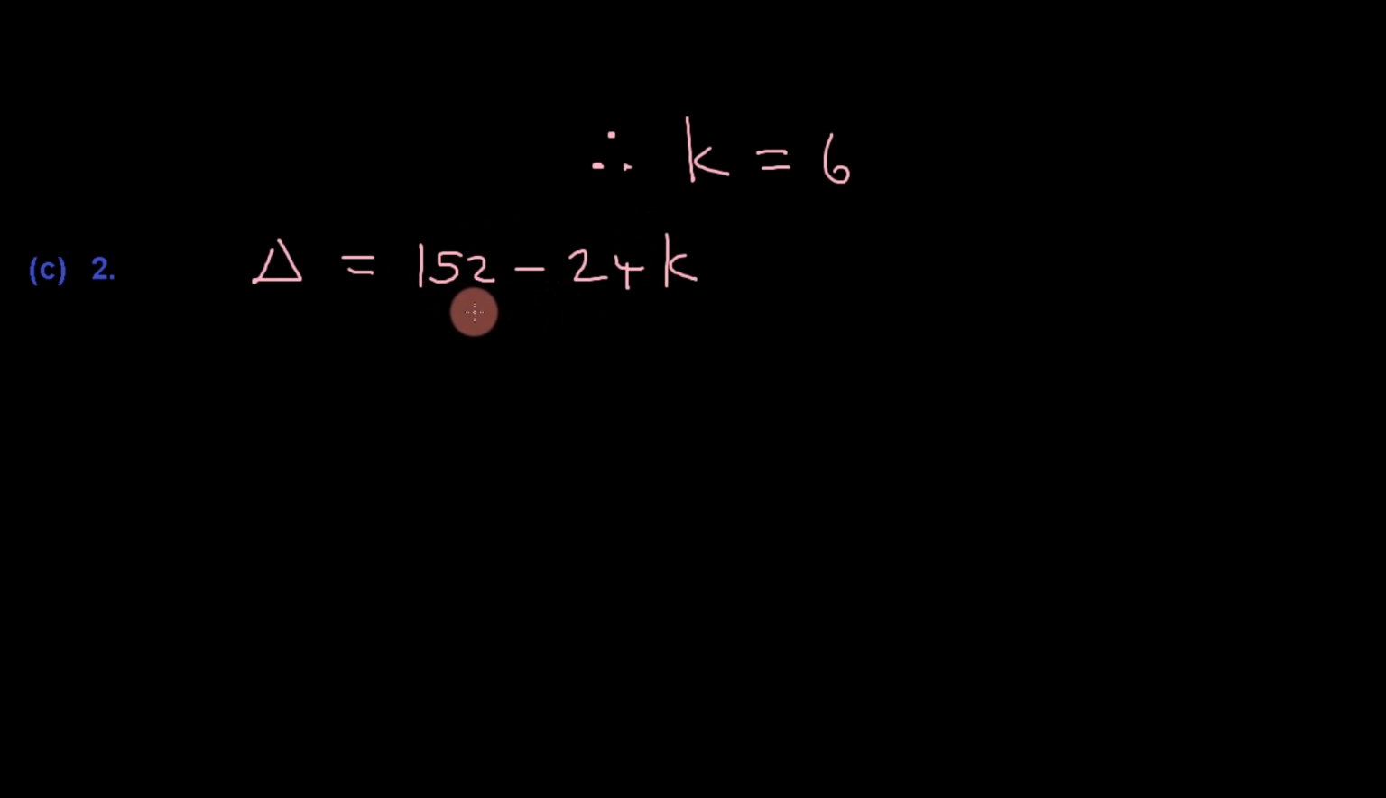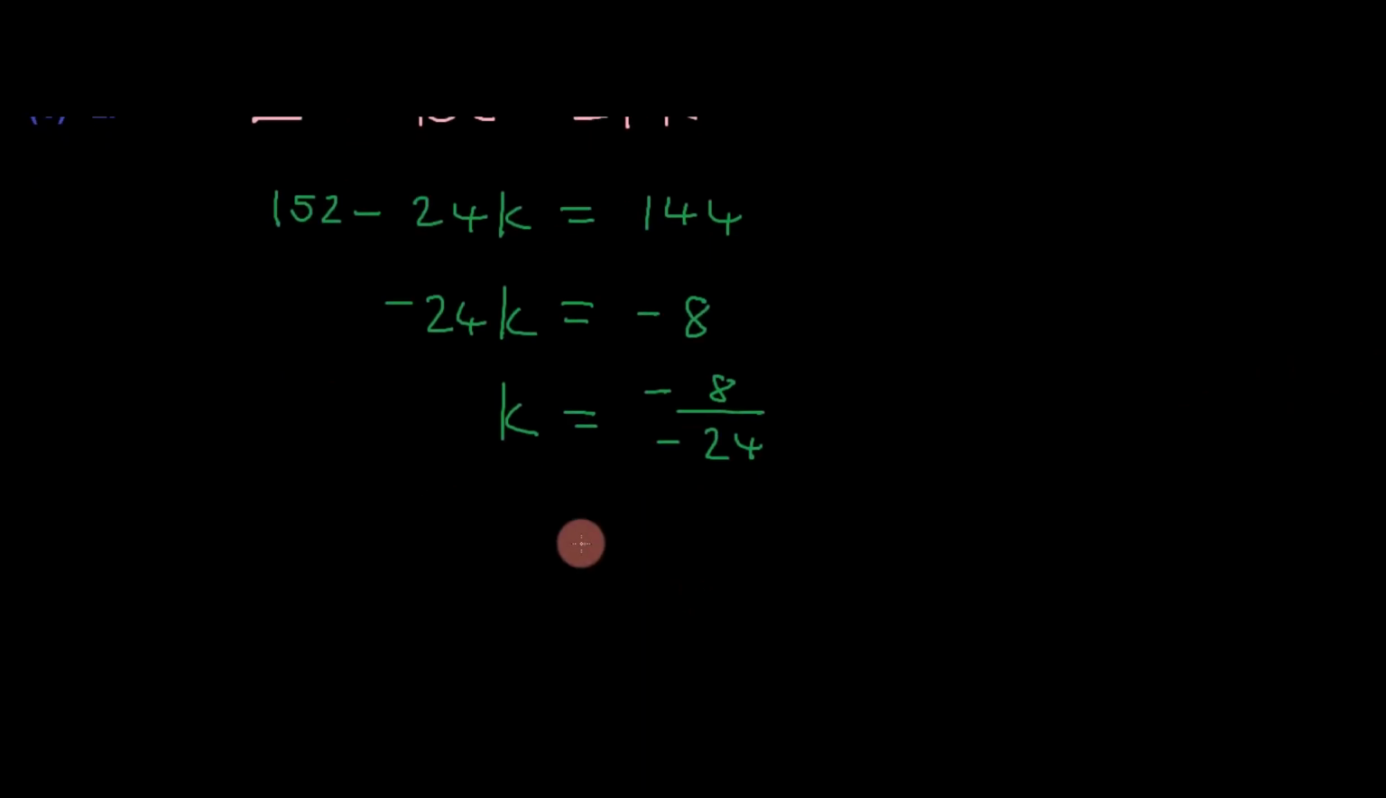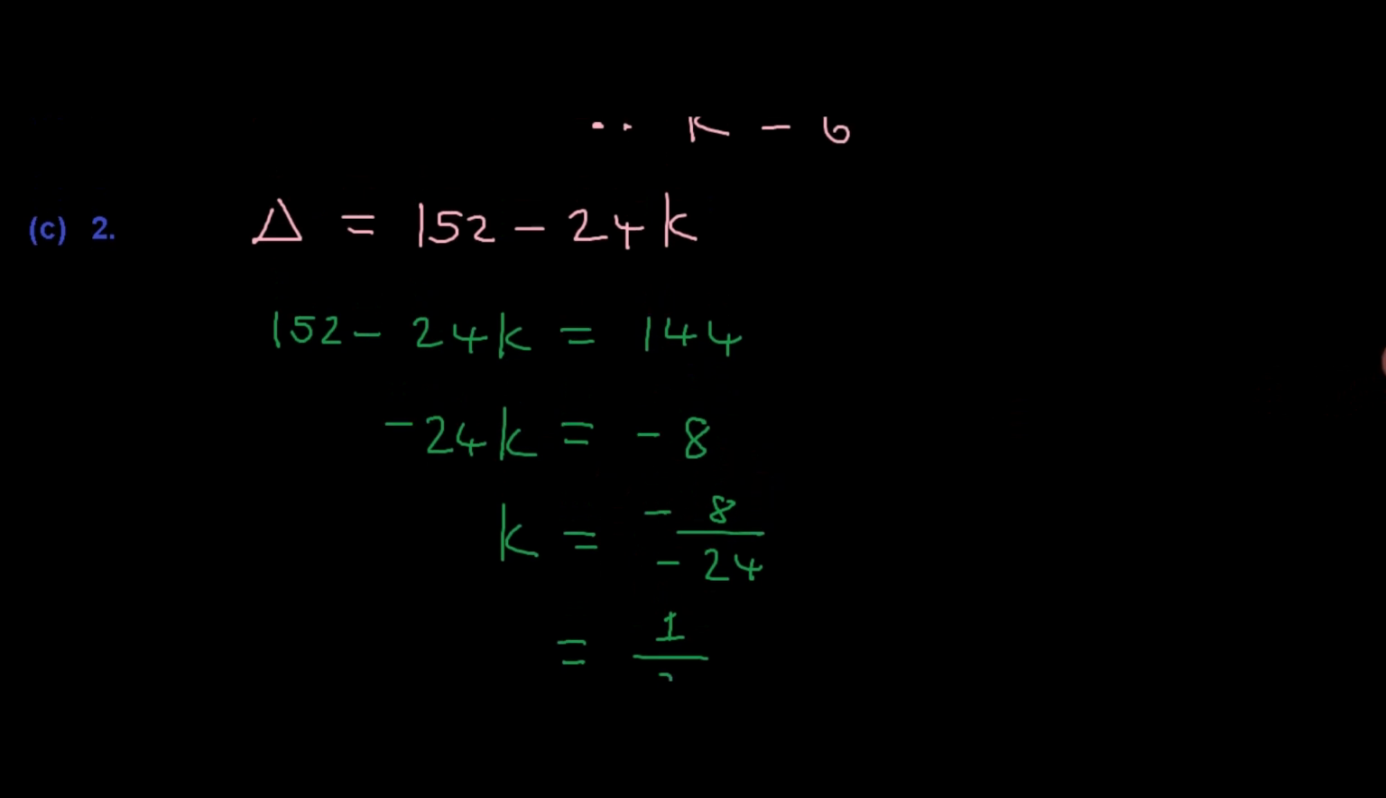And we want delta to be a perfect square. Now, let's think of a perfect square close to 152, like 144. If we can let delta equal 144, it will be a perfect square, and the roots will be rational. So we simply make 152 minus 24k equal to 144. And we can solve for k. So 144 minus 152 is -8. And solving for k, -8 over -24. And we can simplify this. A minus divided by a minus is a plus. 8 into itself once, and into 24 thrice. So when k is equal to 1 over 3, which is a rational number, then delta will equal 144, which is a perfect square, and hence the roots are rational.